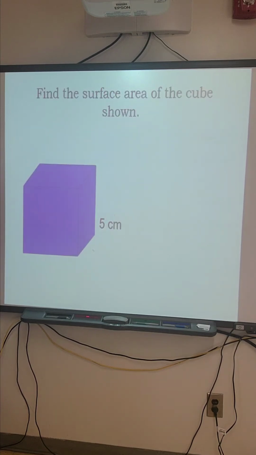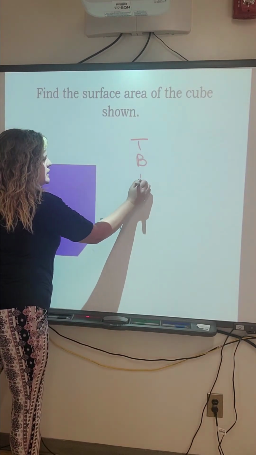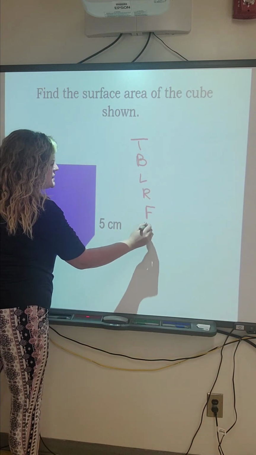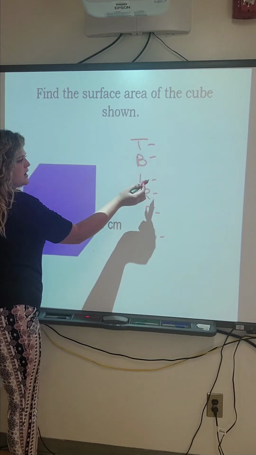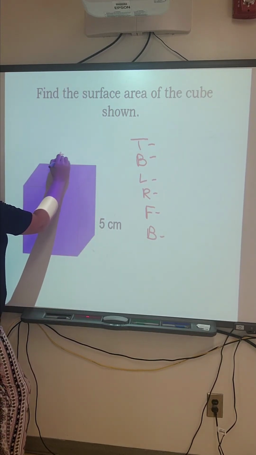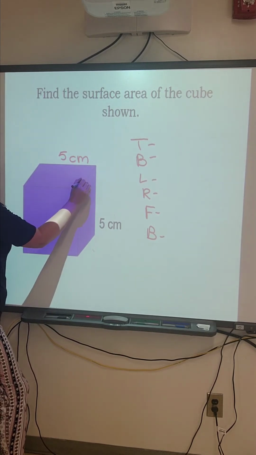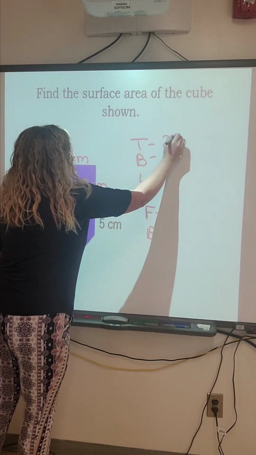All right, so now we have to find the surface area of the cube shown below. We're going to find the top, bottom, left, right, front, and back areas. So top, bottom, left, right, front, back. Alright, let's start with the top. Remember that when we have a cube, all of these sides are the same. So this side right here would be the same, and this side would be the same. So 5 times 5 would give me 25. Your top area is 25.